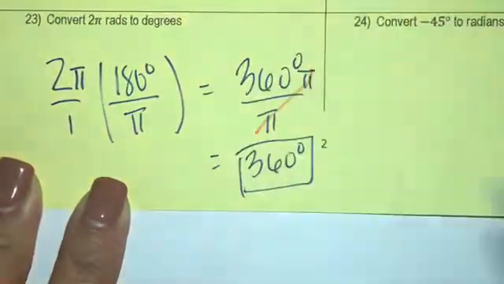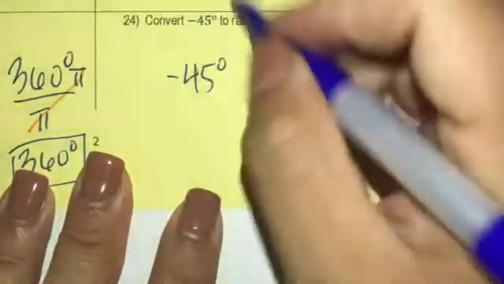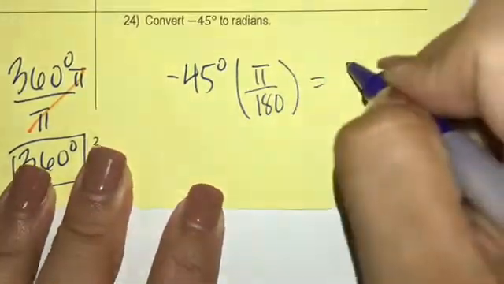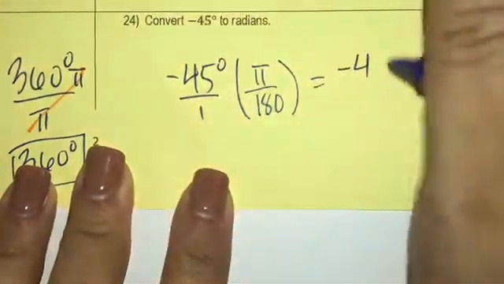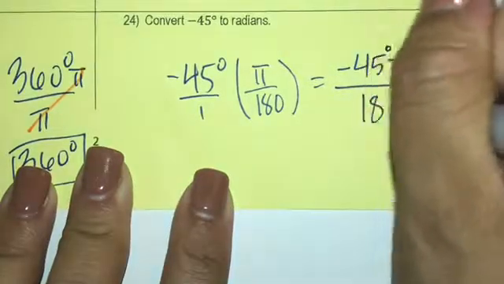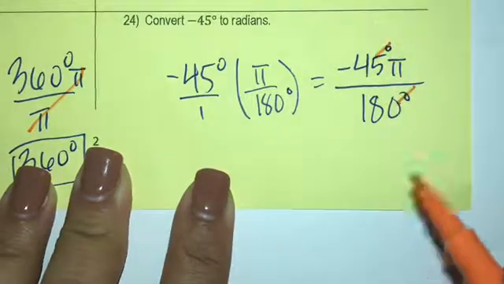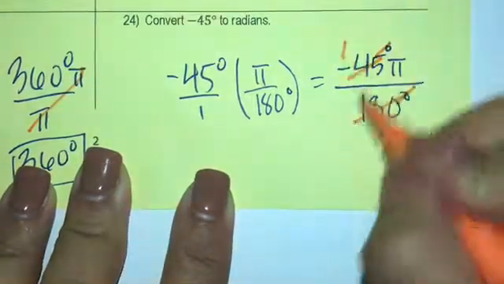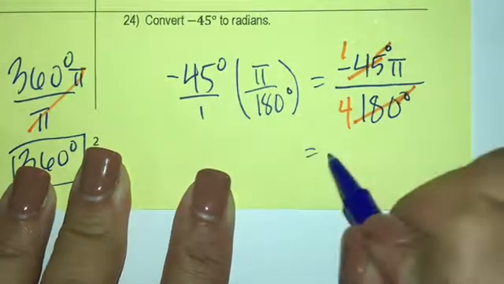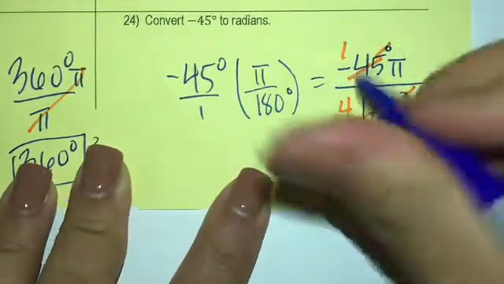So your solution. And then you're going to convert negative 45 degrees. And so that's going to be times pi over 180 degrees. So I get negative 45 over 1. Negative 45 pi degrees over 180 degrees. So the degrees cross out. Also, these reduce to a 1 and a 4. So your solution is going to be negative pi over 4. And this is going to be radians.